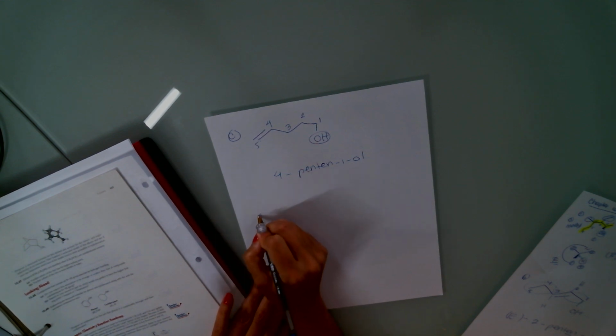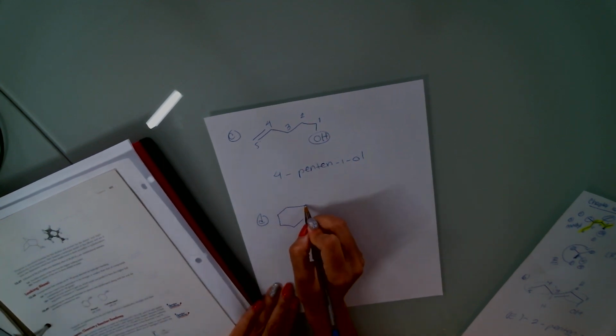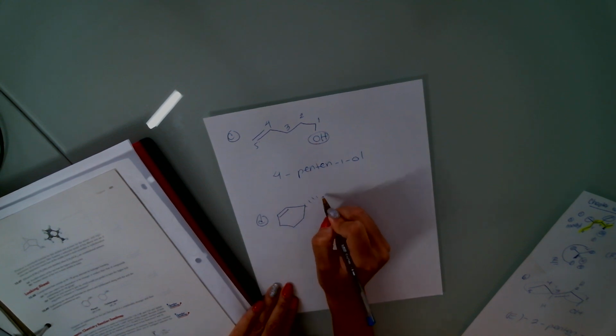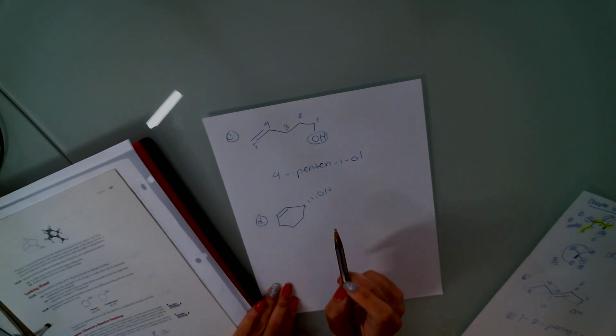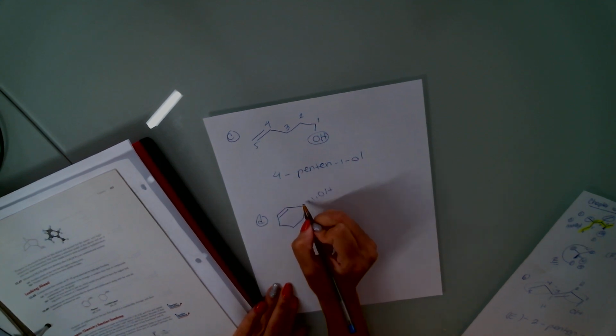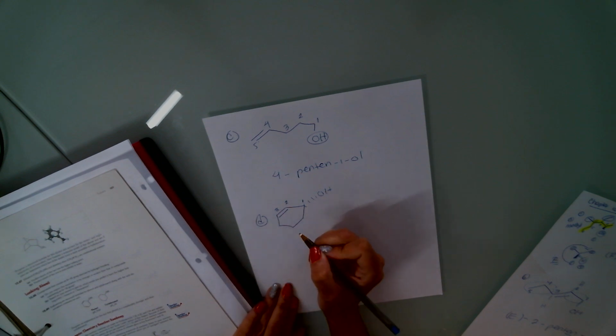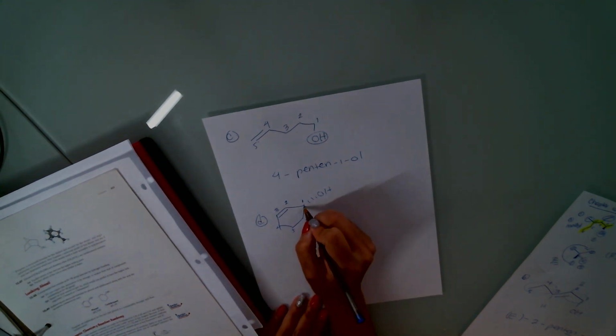Let's take a look at the next compound. Once again, we have the OH and we have the double bond. You want to give the OH the lowest number. So this is a ring. Let's take a look at the configuration R or S.